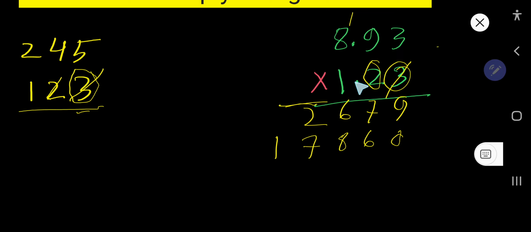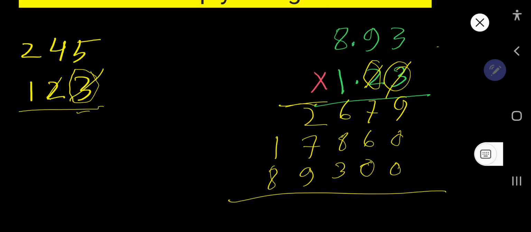So now we need to multiply by this 1. 1 is in the third column, so the first two columns will have 0. Cross the 2. 1 times 3, 3. 1 times 9, 9. 1 times 8, 8. Now add.